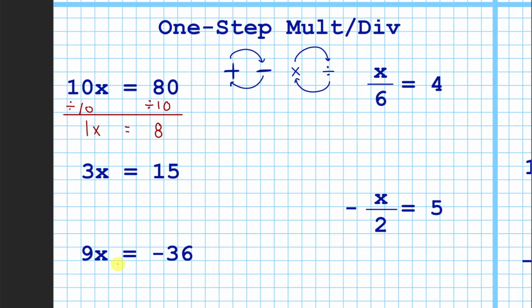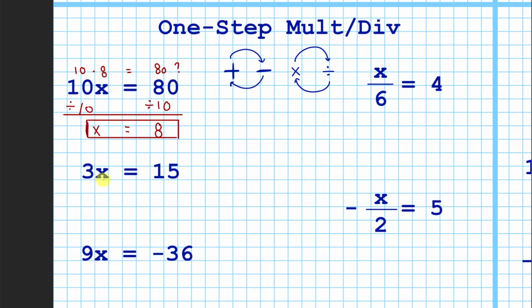Well, 1 times any number is just itself. So 1 times x is really just saying x. And so my answer is x equals 8. And if you don't believe me, I dare you to try it out. Plug it in. 10 times 8. Does that equal 80? Yes, it does. So it's really the same as before, except instead of adding and subtracting, we're using multiplication and division. Let's do another one.